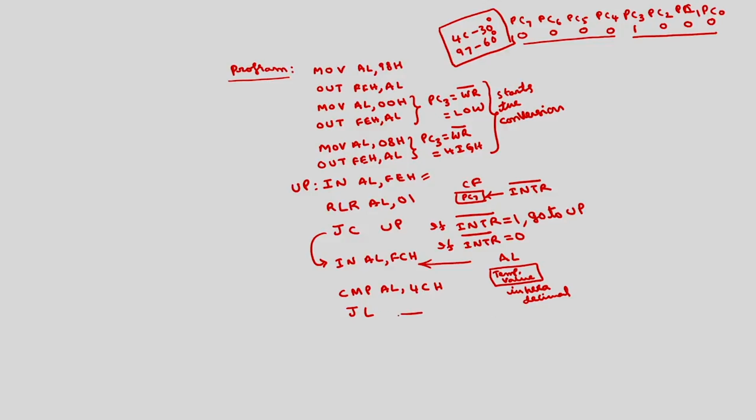So, this is true if the temperature is less than 30 degrees. Then you have to turn on the heater: jump less than, heater on. So, for heater on, you have to write the program.